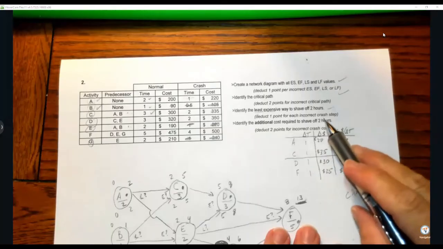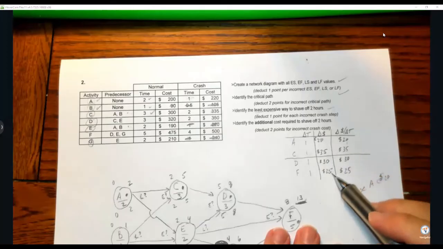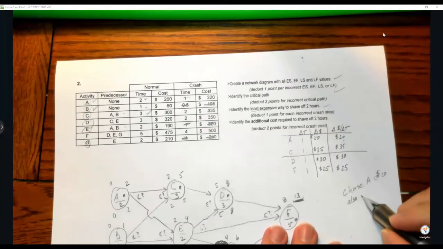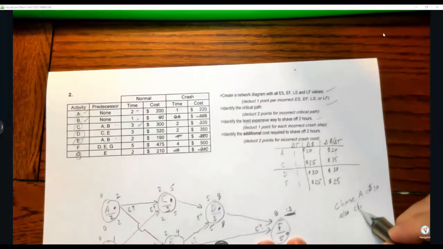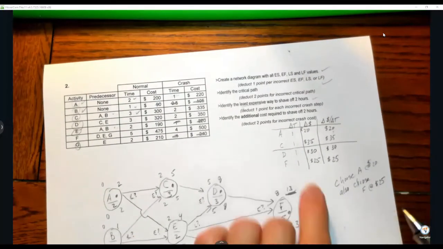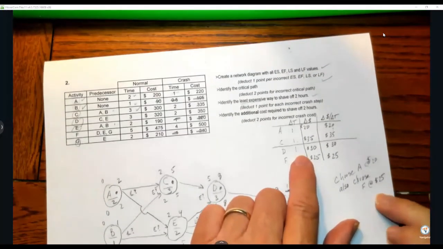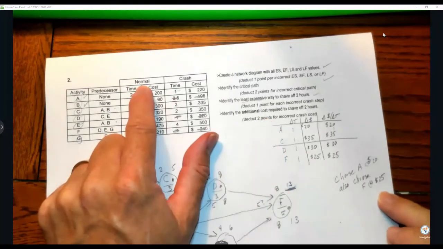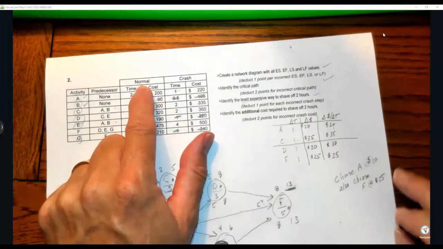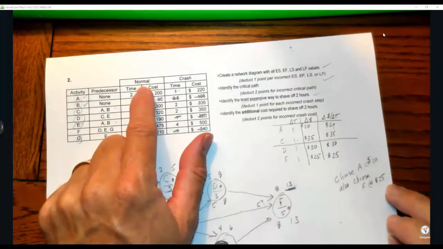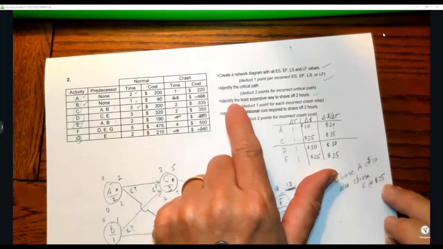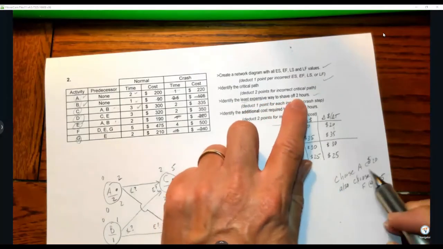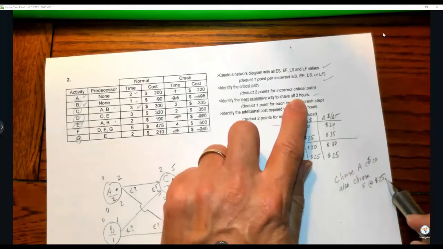To shave off 2 hours, I have to pick something else. So I say, well, this is the next cheapest one. Choose F at $25. Actually, $20 plus $25 would be $45 more. But here's the question: identify the least expensive way to shave off 2 hours. You're going to choose A and F because of these reasons. So we got that taken care of.